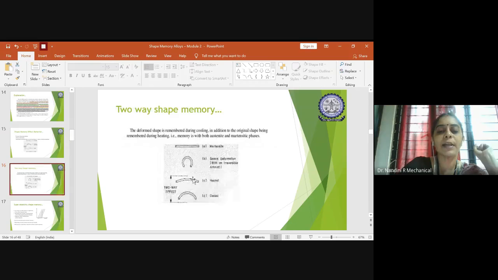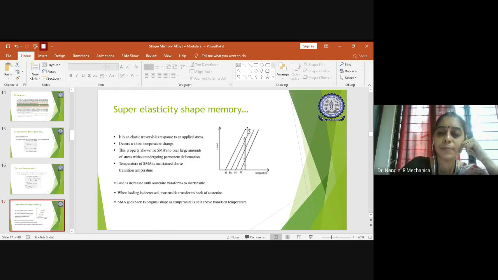Whereas in the case of two-way, it can deform and come back to its original position because it has the memory concept in both the austenite and the martensitic phase. So this is the difference between two-way shape memory and one-way shape memory. Apart from that, you should know something related to super elasticity. I told you that in all shape memory alloys, you have super elasticity in nature. So irrespective of the load or the temperature you are subjecting, the material will be able to come back to its original position. This is nothing but the super elasticity nature of any shape memory alloy.